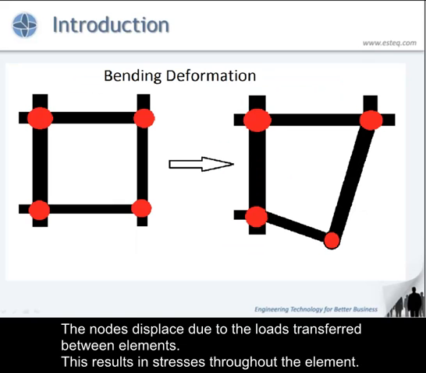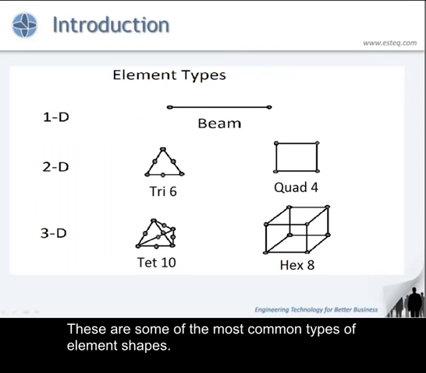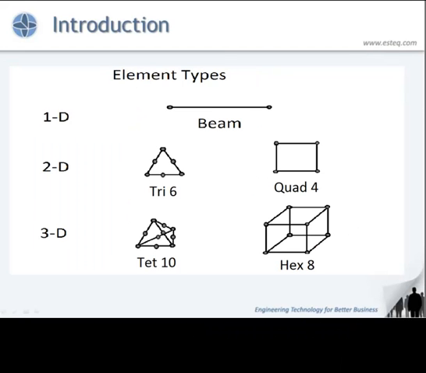The nodes displace due to the loads transferred between elements. This results in stresses throughout the element. These are some of the most common types of element shapes.